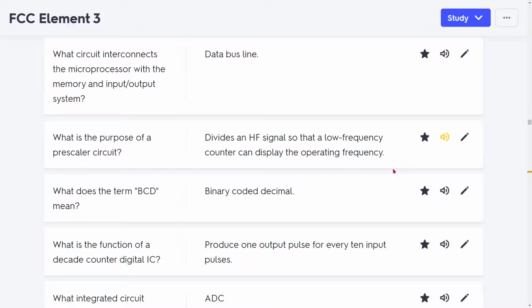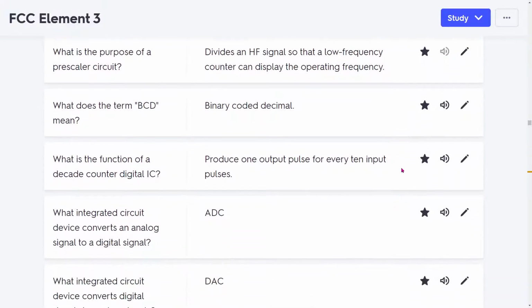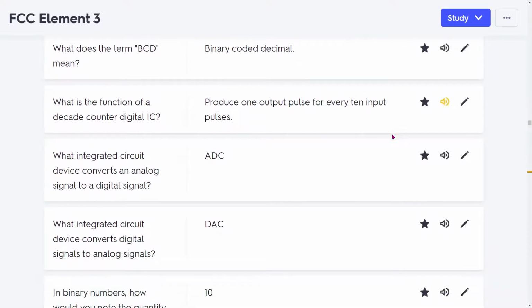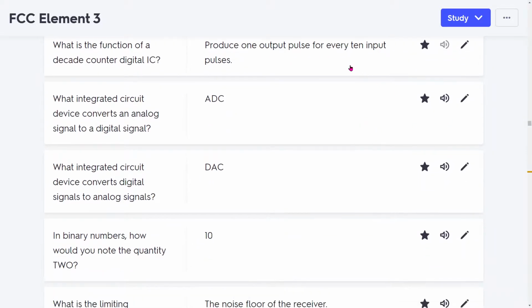What is the purpose of a prescaler circuit? Divides an HF signal so that a low-frequency counter can display the operating frequency. What does the term BCD mean? Binary coded decimal. What is the function of a decade counter digital IC? Produce 1 output pulse for every 10 input pulses.